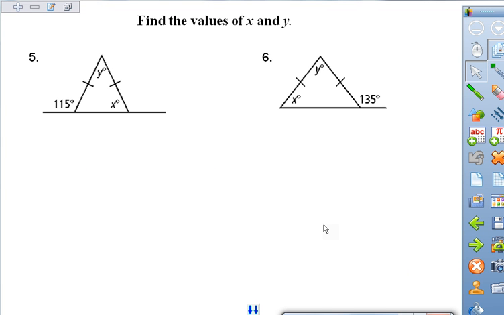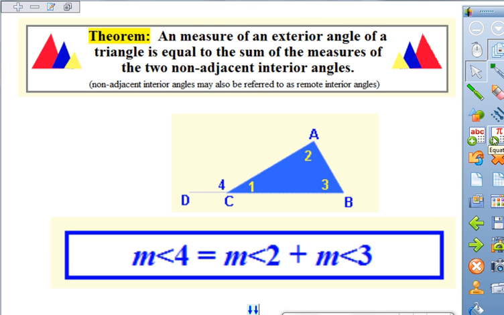For the next two problems, we need to review the theorem. You might want to write these notes down. The exterior angle theorem: a measure of an exterior angle of a triangle is equal to the sum of the measures of the two non-adjacent interior angles. We have already learned this. So in this picture, 4 is the exterior angle, and 4 is equal to the sum of 2 plus 3. Pause the video if you need to write this down.